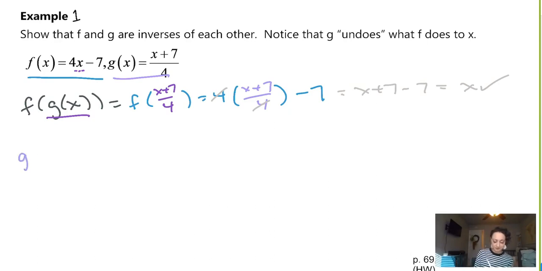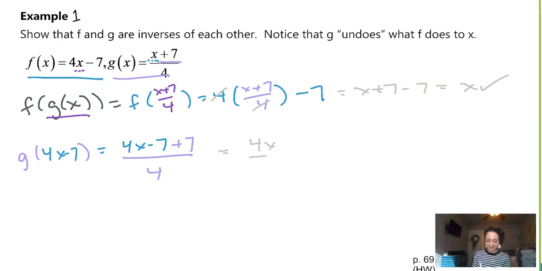So now let's go g of f of x. So now I'm going to go to g of x and look for any x's. I just see this one. And when I see that x, I'm replacing it with the quantity 4x minus 7. Now I still have this plus 7 all over 4. So now notice in the numerator, 4x minus 7 plus 7 is just 4x. You've still got a 4 in the denominator, which reduces to x, which is good news.